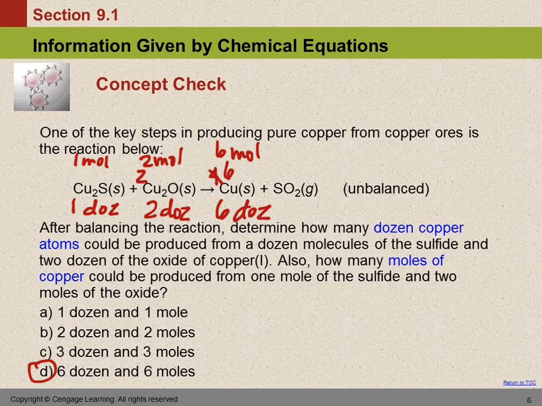Would you do the same type of question if you were asking for the sulfur dioxide? Yeah, so what about the sulfur dioxide? If we're doing this, the one with the dozens here on the bottom, 1 dozen copper sulfide, 2 dozen copper oxide, we figured out that's going to make 6 dozen copper atoms. How many dozen sulfur dioxide? Just 1. So we'll get 1 dozen of that. And if we do that in terms of moles, we would end up with 1 mole.